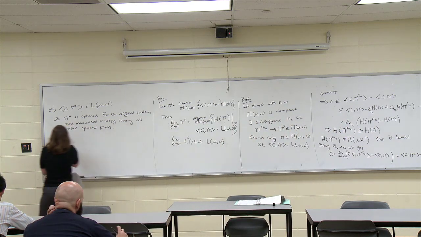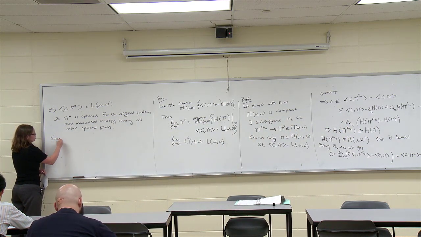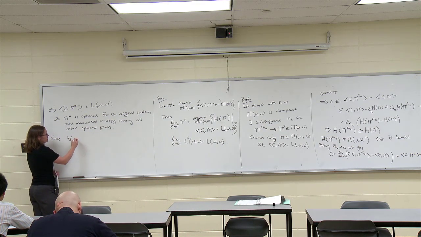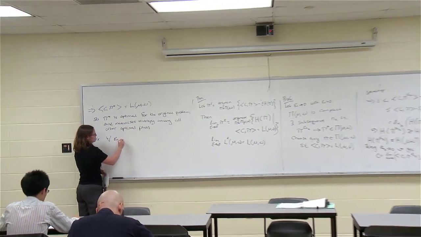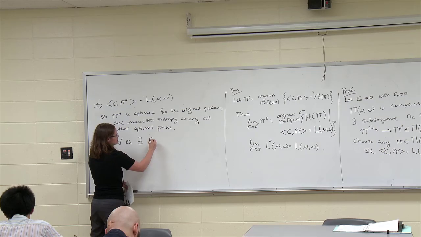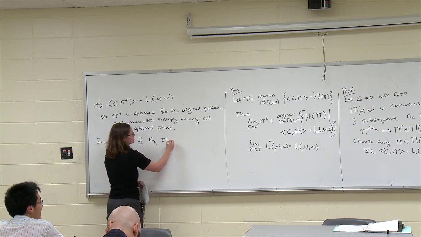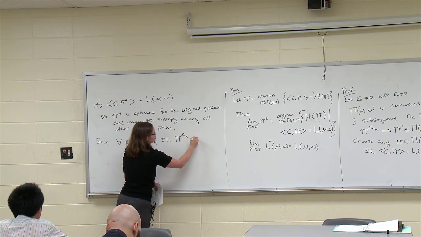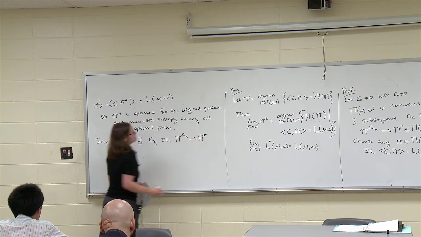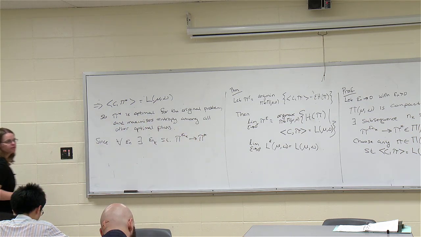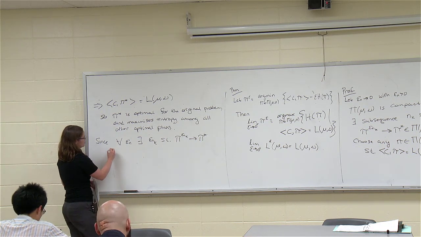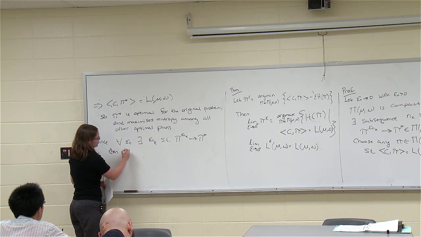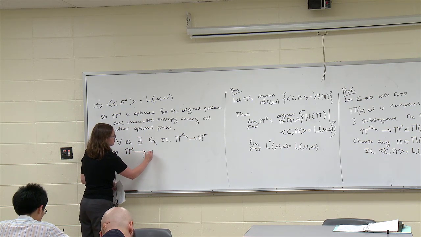Since for all choices of epsilon n, there exists a subsequence such that pi epsilon nk converges to pi star, always the same pi star, then indeed pi epsilon converges to pi star.